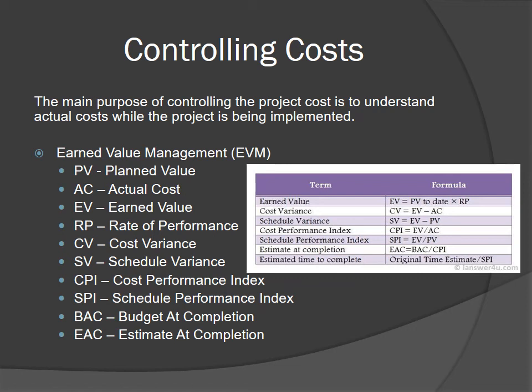Earned value management is a systematic approach that integrates scope, time, and cost data. Planned value is the approved value of the total cost estimate to be spent on an activity during a given period. Actual cost is the total direct and indirect cost incurred for the actual work completed to date. Earned value is an estimated value of the work actually completed to date.